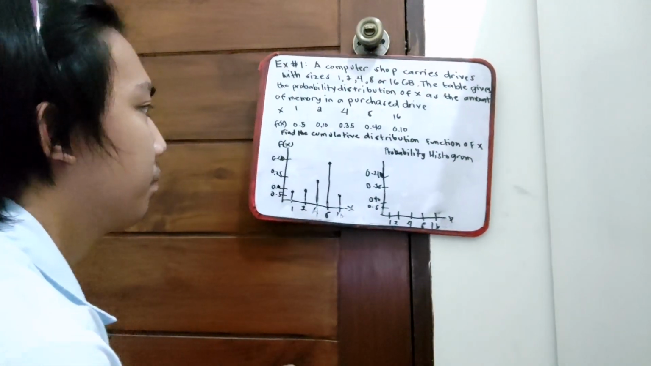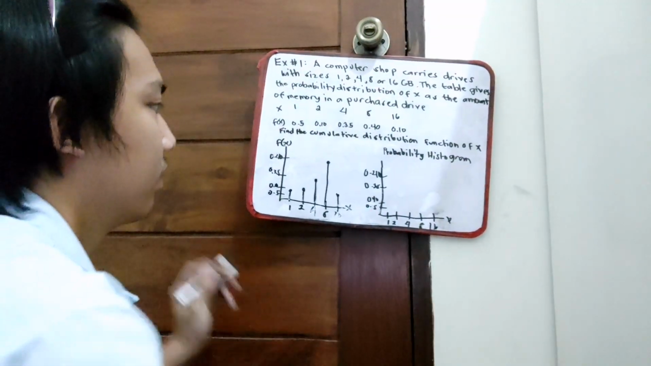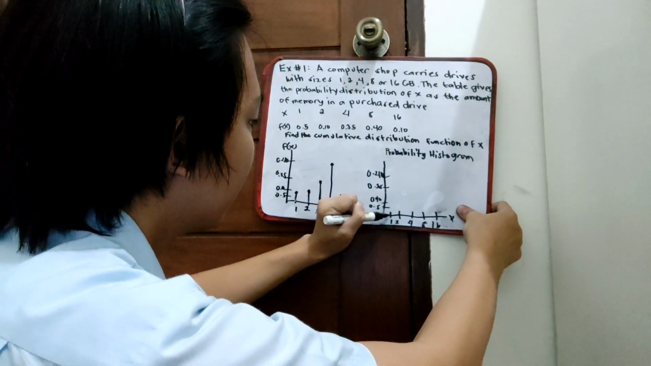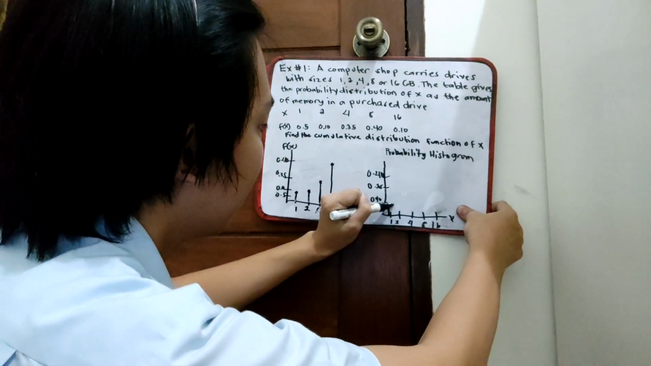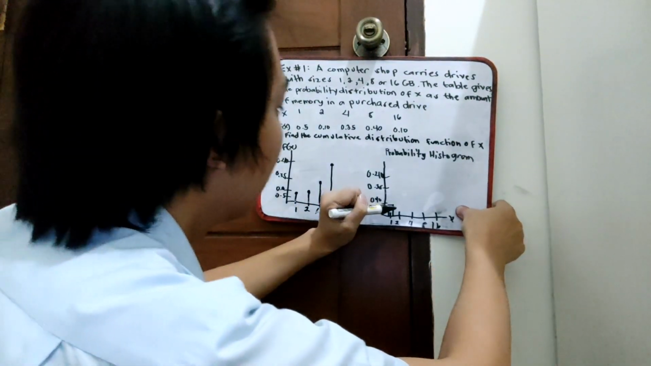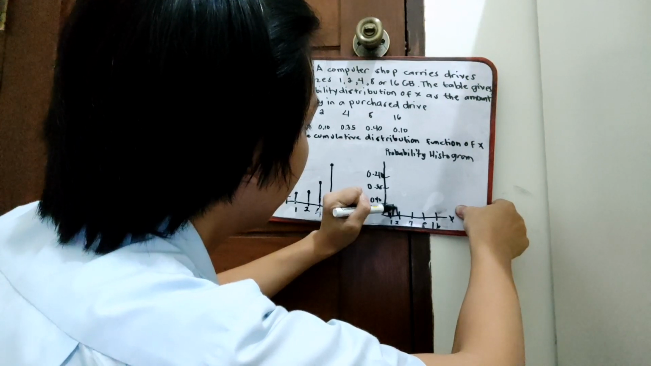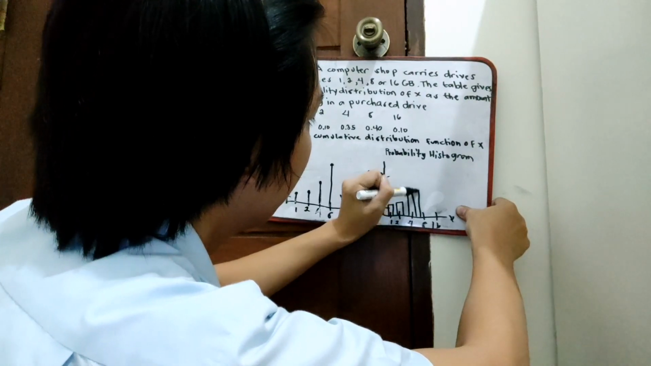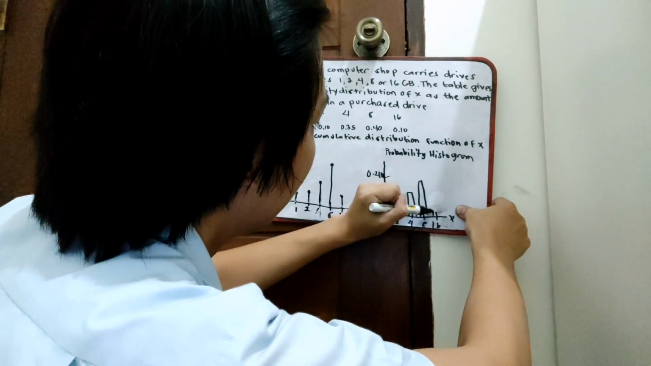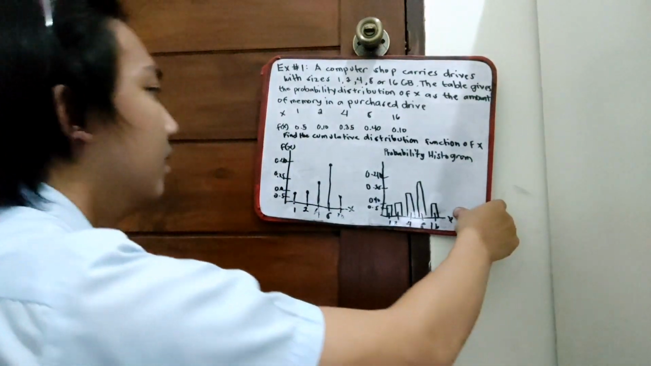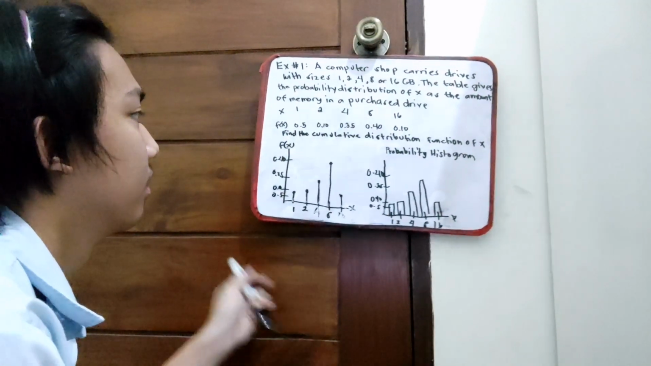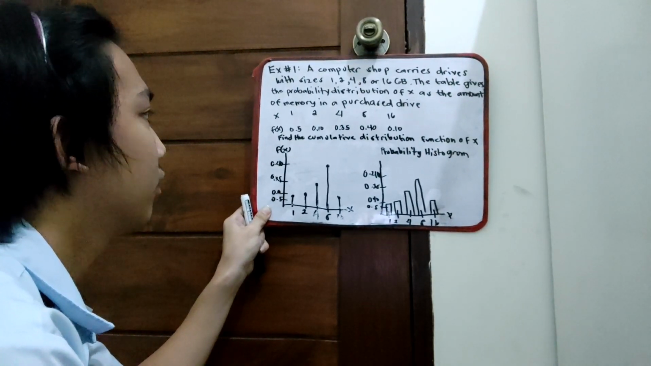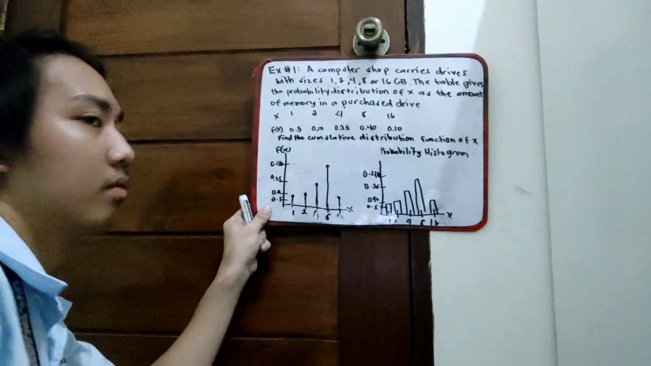Now, let's begin with the probability histogram. We are just going to use a bar graph like this. Second is 0.10, 0.35, 0.40, and 0.10 again. Just like that. These are the two types of graph for the cumulative distribution function.